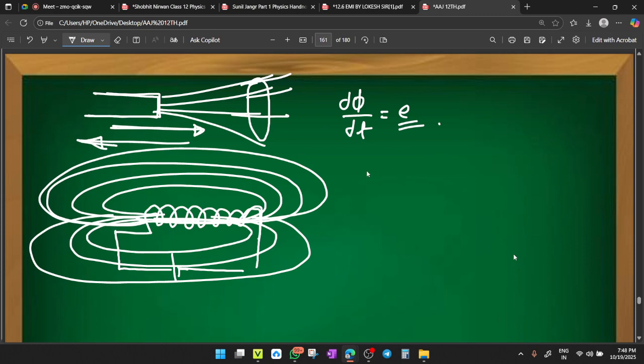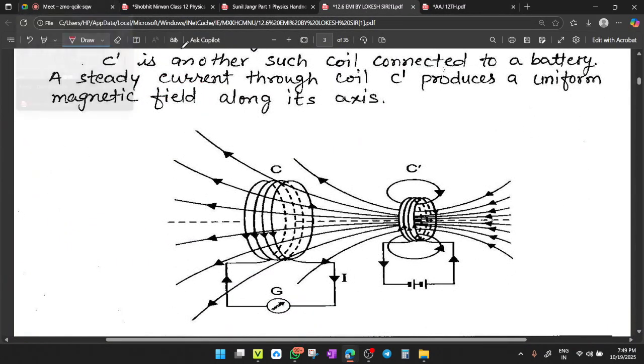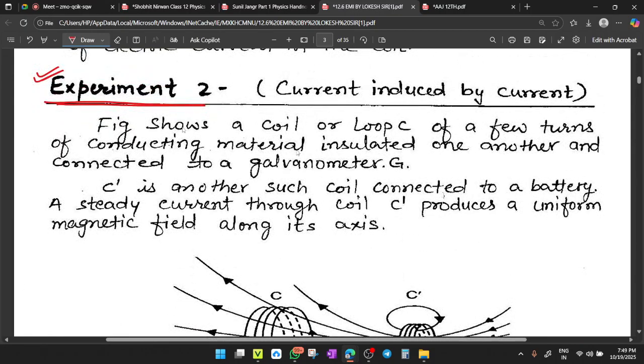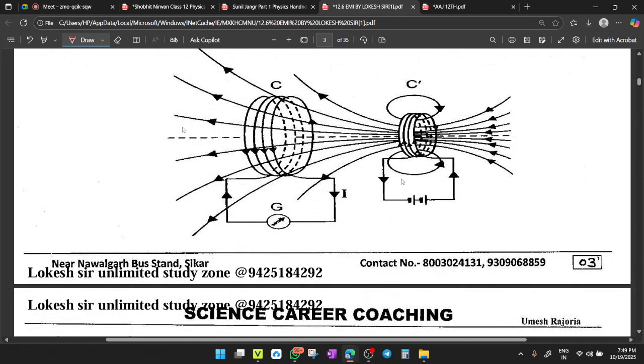Now, if you keep this loop here, like this is a loop, and you keep this solenoid nearer to the loop, then there will be a change of flux associated with this loop. Yes or no? Yes, so there will be a change of flux associated with the loop. Figure shows a coil or a loop C of a few turns of conducting material, insulated from one another and connected to the galvanometer.